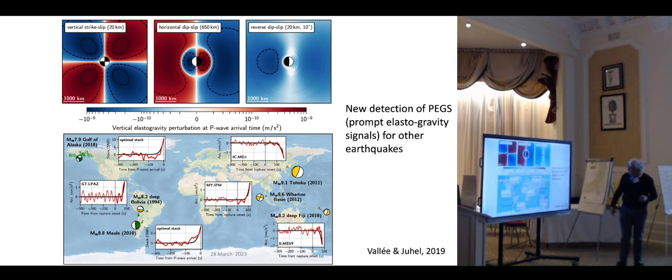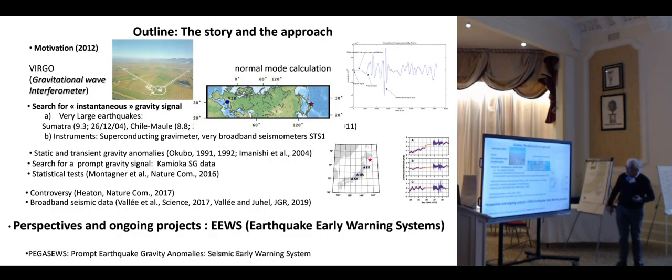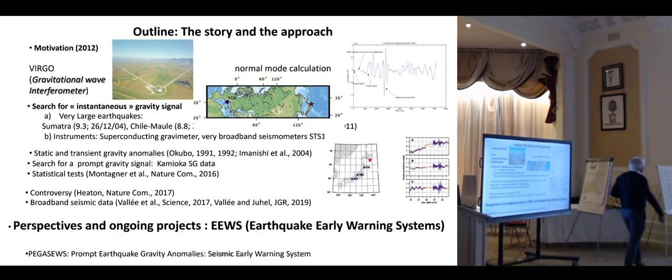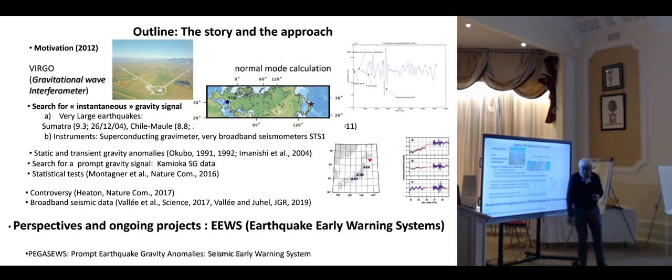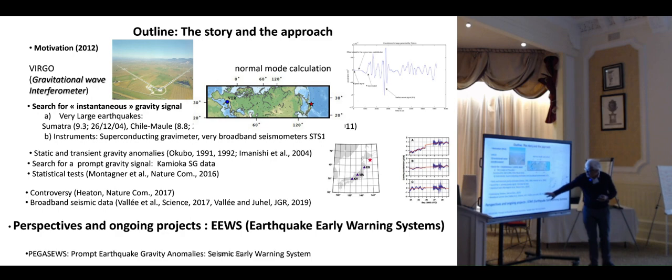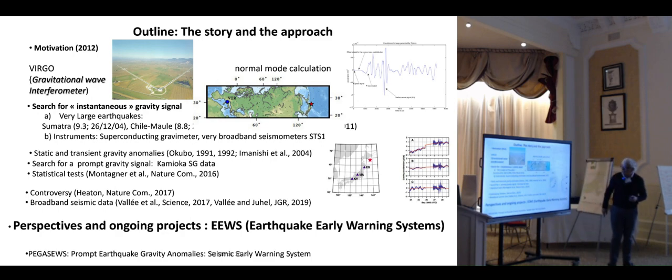So it can be observed for different kinds of earthquakes: strike slip, normal dip slip, and reverse dip slip. And of course, it comforted our discovery that there is really a signal, quite small. At this step, we realized that we really discovered a new kind of signal. And of course, the idea was to apply what we did to earthquake early warning systems. So it's an ongoing project.